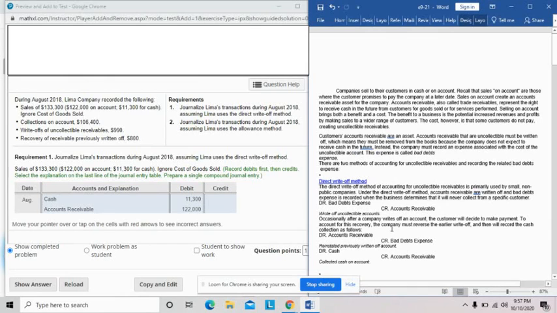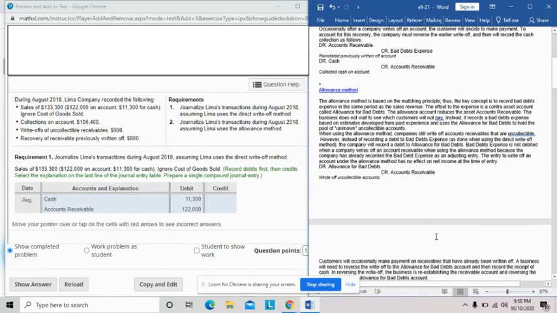Occasionally, after a company writes off an account, the customer will decide to make payment. To account for this recovery, the company must reverse the earlier write off and then record the cash collected as follows. It would be a debit of accounts receivable, a credit in bad debts expense, which would be a reinstatement of the previously written off account. Then it would be a debit in cash and a credit in accounts receivable, which would be the entry for collected cash on account.